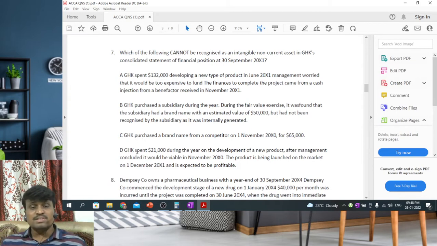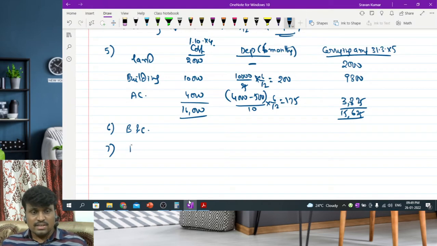GHK spent $21,000 during the year on development of a new product, after management concluded it would be viable in November 20X0. The product is being launched on the market on 1st December and is expected to be profitable. Expected to be profitable means it is going to provide some future benefits. So D is correct; D is treated as intangible. So the answer is A. It is not treated as an intangible. So that was 7A.